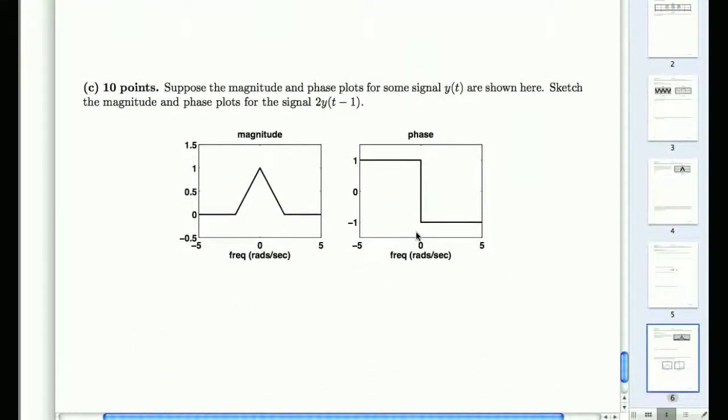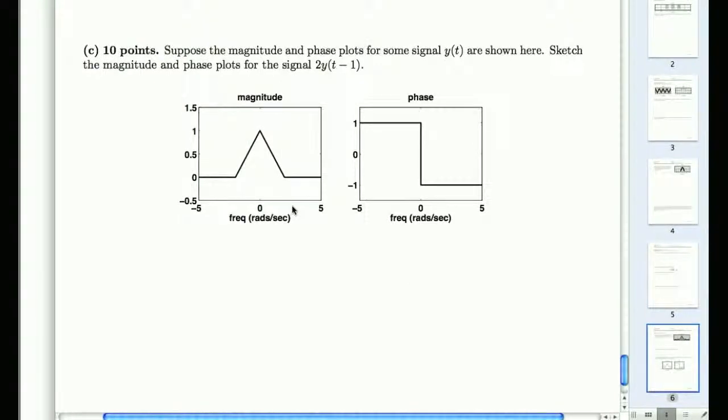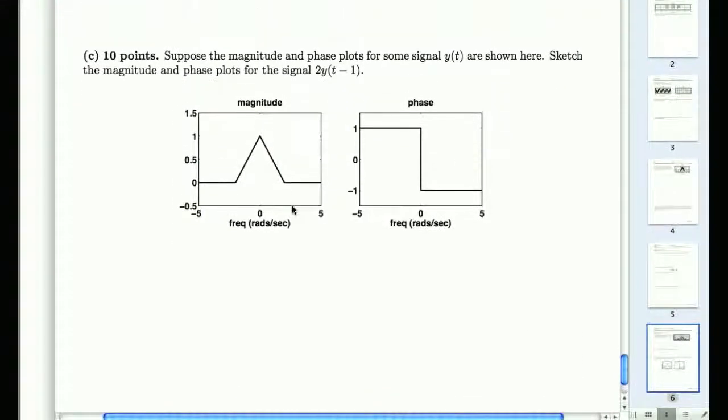Okay, and then I said for C, suppose the magnitude and phase plots for some signal y are shown here. Sketch the magnitude and phase plots for 2t y minus 1. We didn't get into that yet. Oh, we didn't? Okay, so I figured the magnitude plot, if it's 2 times, it's just double. The height's going to be twice as high, and then the phase shift is, I guess that's where I got lost, when I went to draw the phase plot of that.